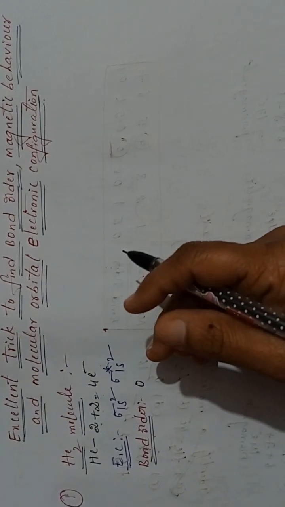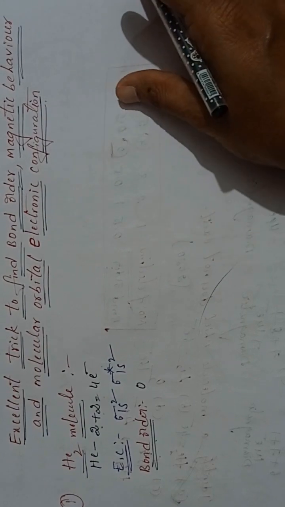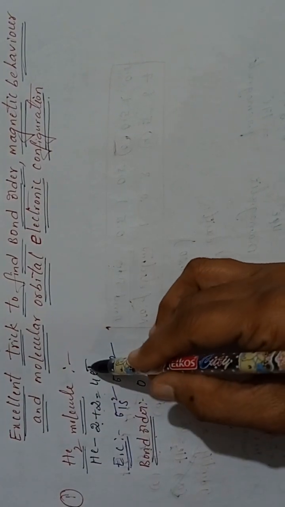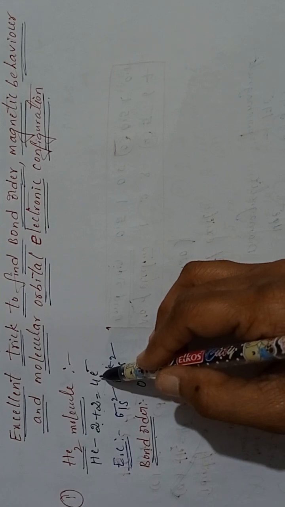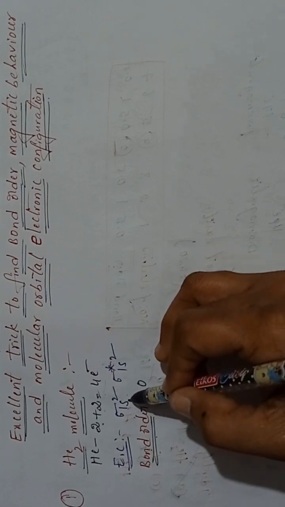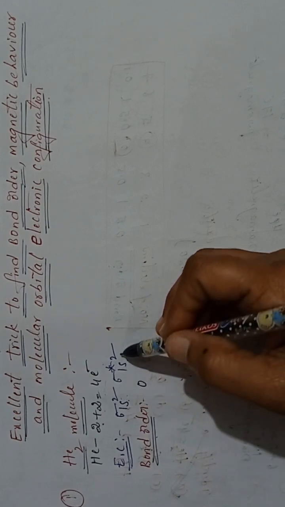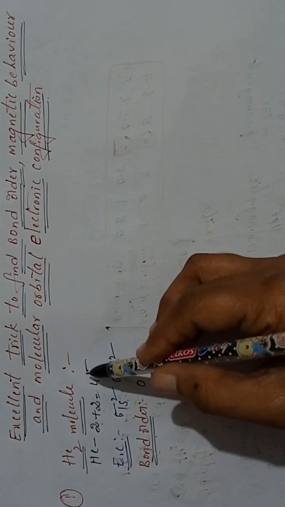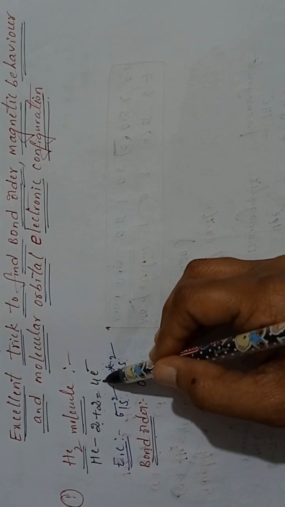Now I'm going to discuss the magnetic behavior. What is the magnetic behavior of the He2 molecule? The total number of electrons is 4: sigma 1s2, sigma star 1s2. This is the bonding molecular orbital and this is the anti-bonding molecular orbital. Both are completely filled, so all electrons are paired. Also, 4 is an even number of electrons.